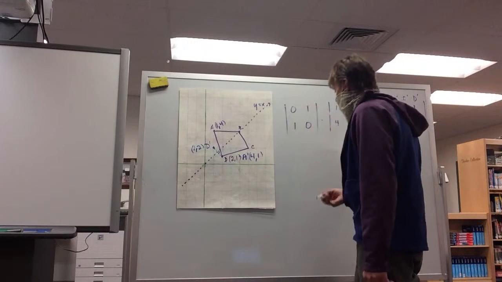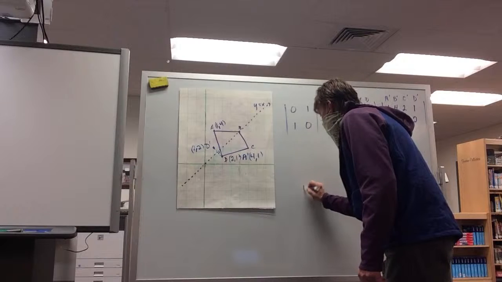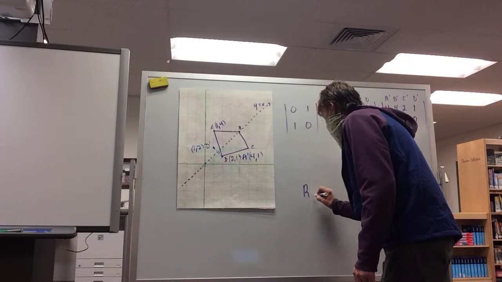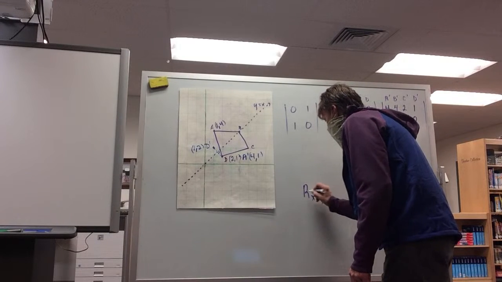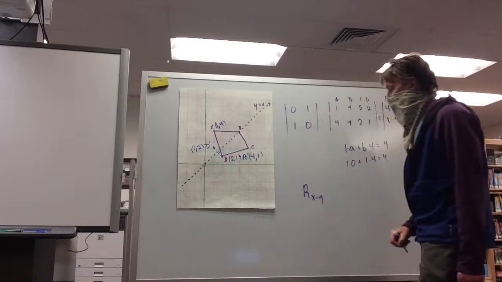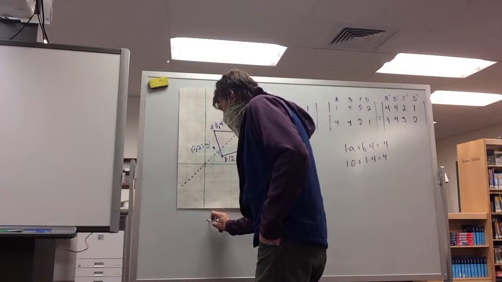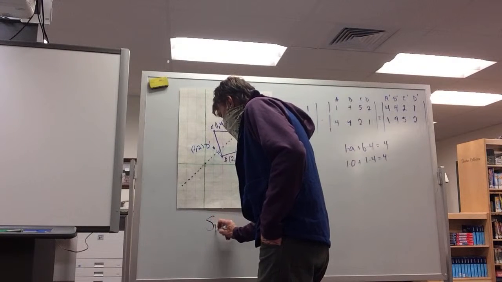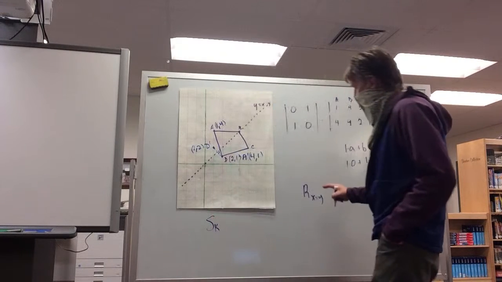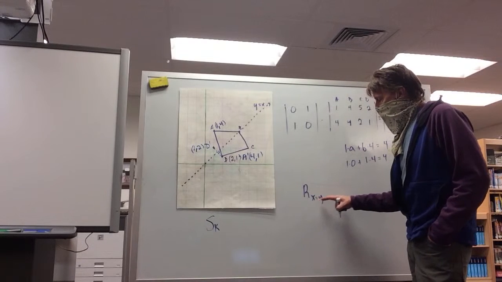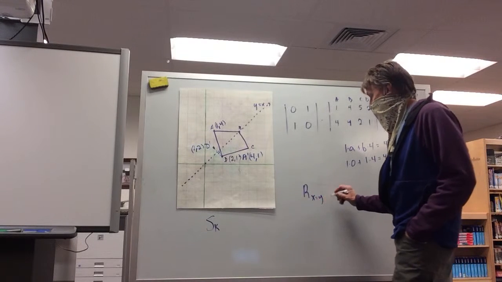So this right here is a reflection over the x equals y. So just like we wrote the other day, a size change of some number like k, this is a reflection over the x equals y line.